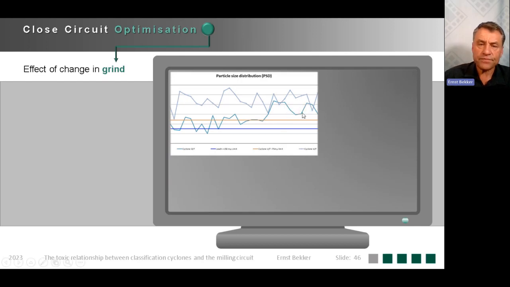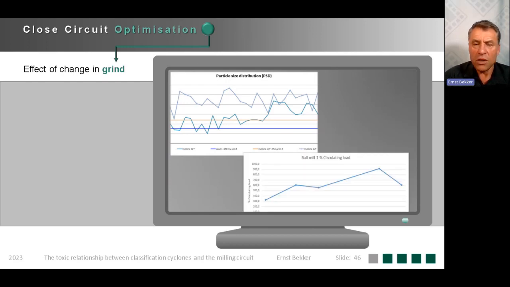Another example where a client requested assistance for looking at a cyclone that's producing too much coarse material in the overflow. One can see that at one stage it was behaving fairly acceptably. So the client wanted to know what he can do around the cyclone. My request to him was, please provide me with more information, and one of the sets of information was the circulating load. When I looked at the circulating load, I realized the circulating load has increased quite substantially. And if you look at the left-hand axis, reaching values up to 900%.